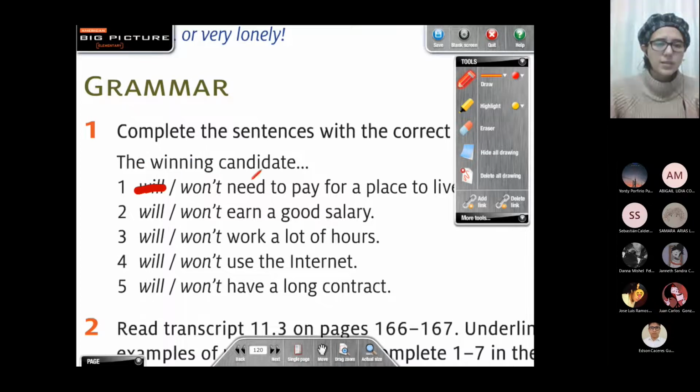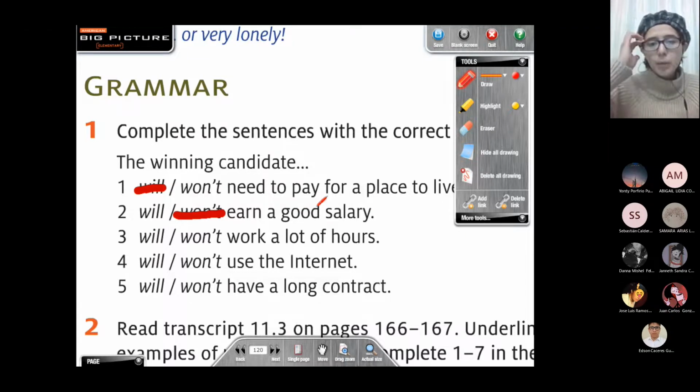So the winning candidate earn a good salary, will or won't? Will he earn a good salary or not? Sería win, teacher. Yeah, perfect. So the winning candidate will earn a good salary, right? $150,000, that's a good salary, definitely.